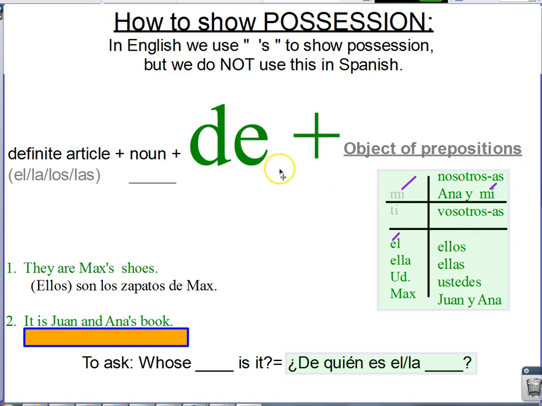You can't use a preposition and then have yo or tú, you have to have mí or ti, or you can use these other subject pronouns or objects of prepositions here, or names.